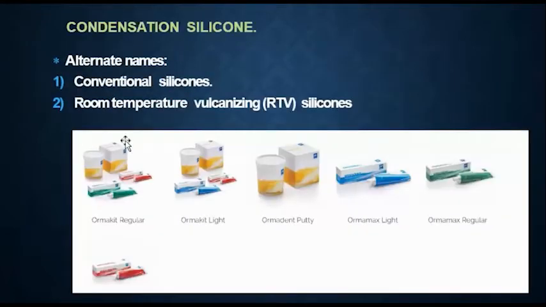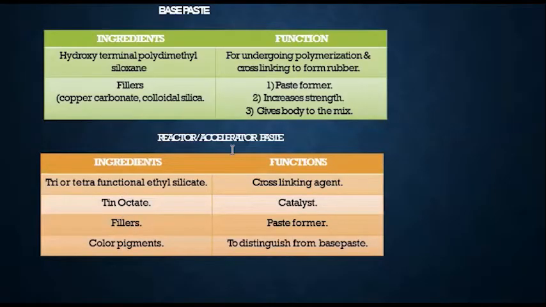Now the second one is condensation silicone. It's also known as conventional silicone or room temperature vulcanizing silicone. These are some of the products available in the market. It has two ingredients, the base phase and the reactor or accelerator phase. The base phase consists of hydroxy-terminal polydimethyl siloxane. It undergoes polymerization and cross-linking to form rubber. Then you have fillers like copper carbonate or colloidal silica, which form a paste, increase the strength and give body to the mix. Then you have the reactor paste.